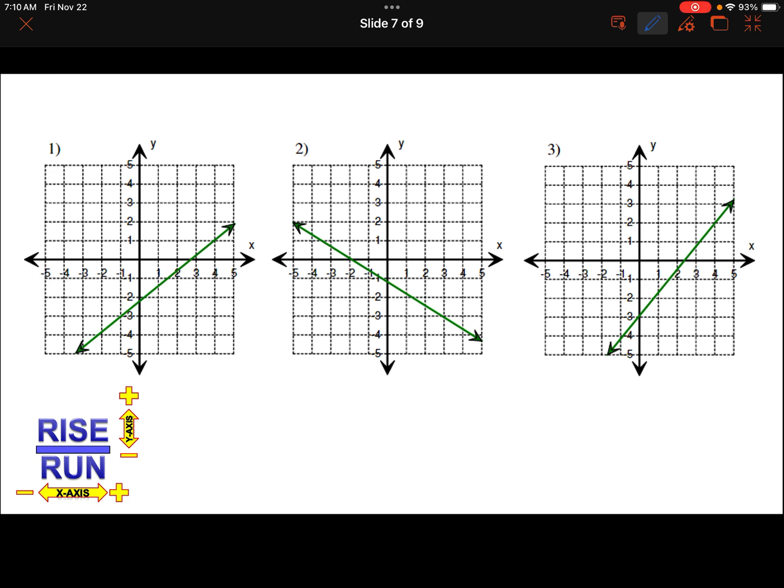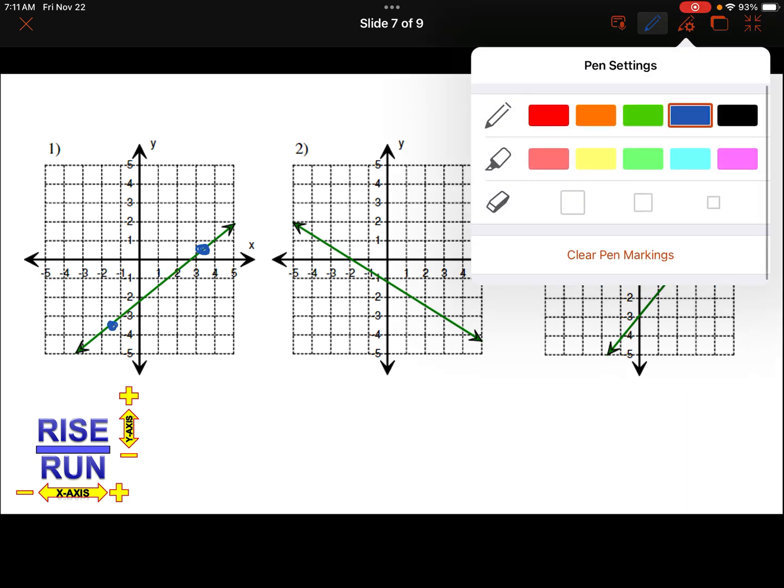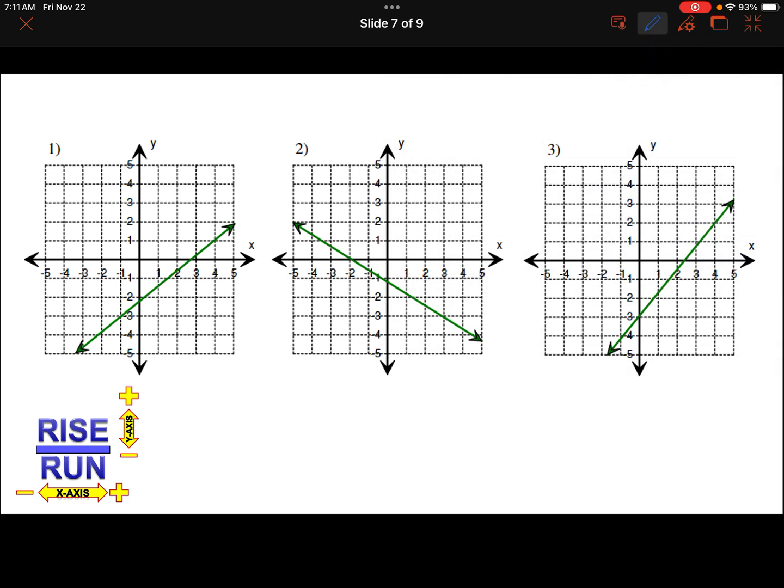So I am not going to pick this point right here in blue. That's not an easy point to count. I'm not picking this point right here in blue. Not an easy point to count. I am going to look for some points that are at clear intersections that I can then count very easily. Like this point, I'm going to put it in red. And I'm going to use this point right here.